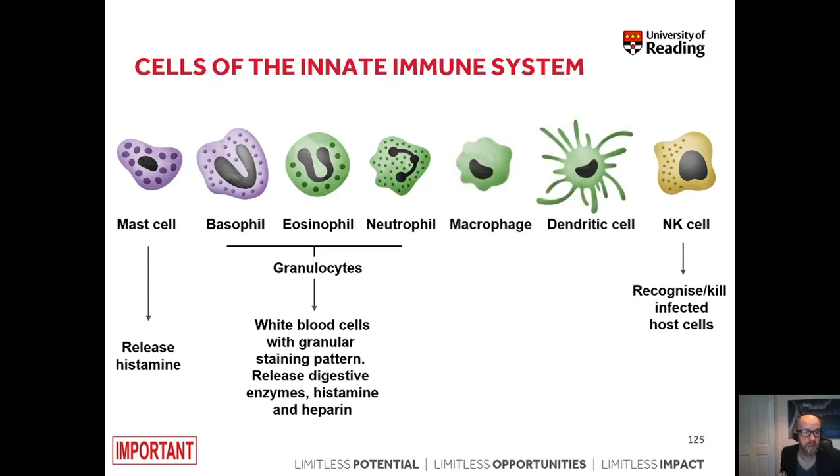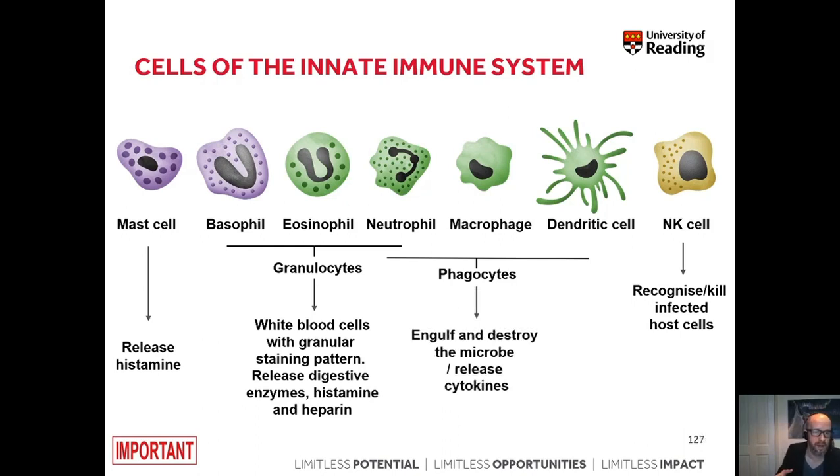Macrophages and dendritic cells are phagocytes, and actually neutrophils do belong to this group as well. Phagocytes engulf and destroy the microbes actively and release cytokines. And this is quite important to keep in mind, that phagocytes actively target the microbes, whereas NK cells recognize infected cells and remove them from the system. But they are dealing with infected host cells and not directly with the microbes.